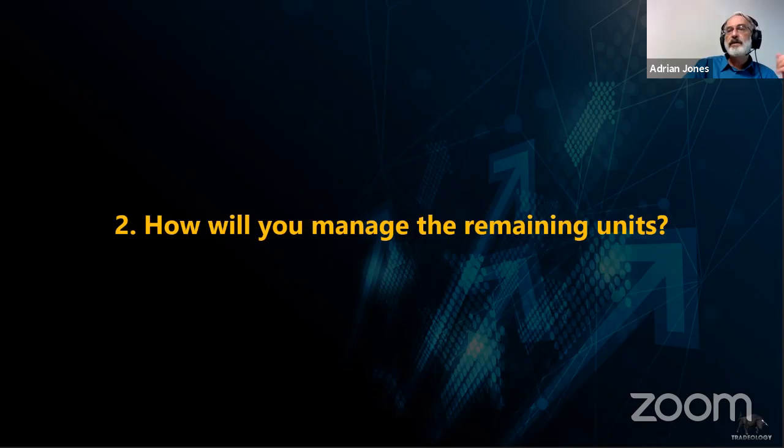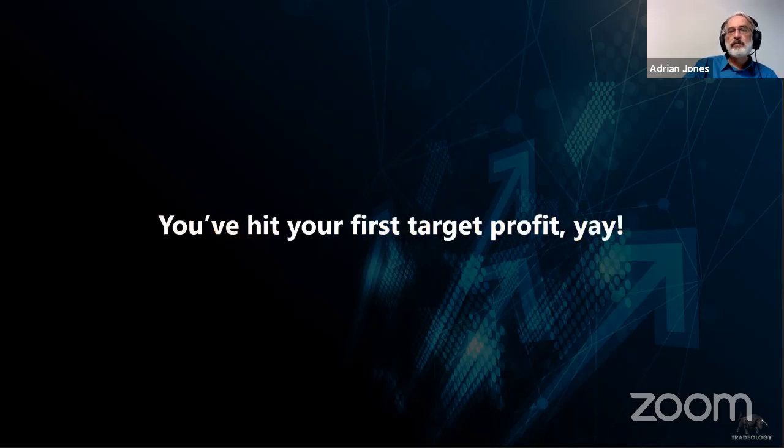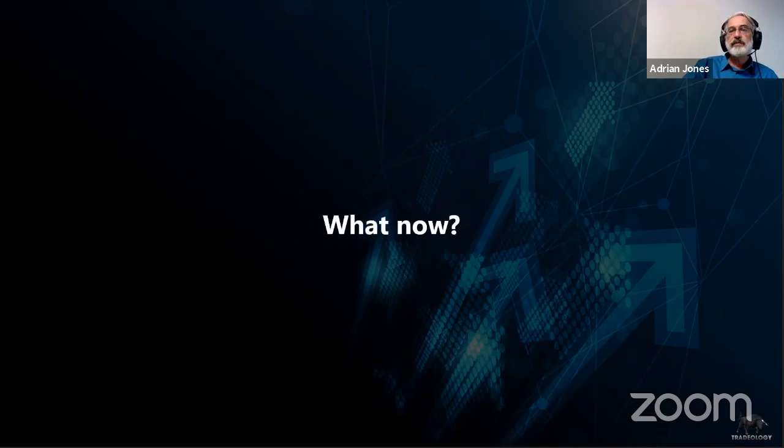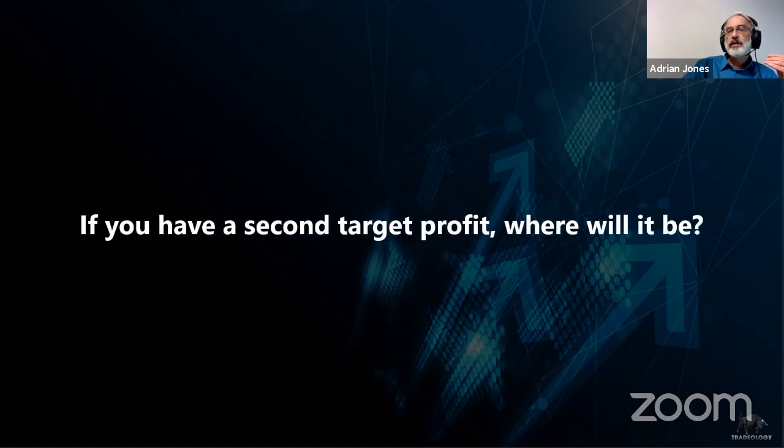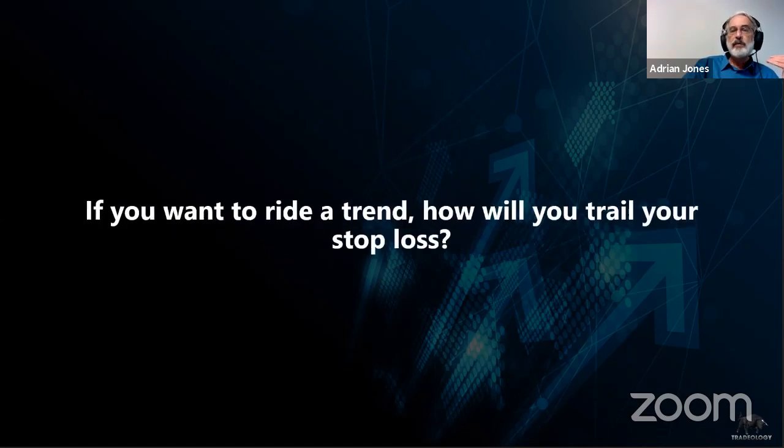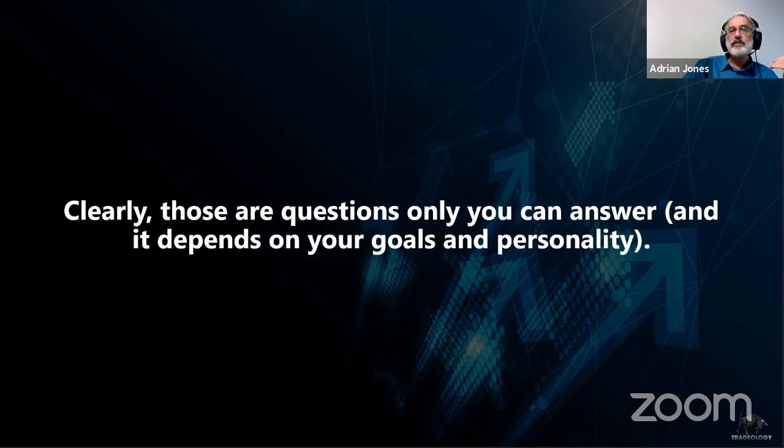So how will you manage the remaining part of your trade, or the remaining units or pips or account? Well, you've hit your first take profit. Yay, what now? Will you attempt to ride a trend or have a second profit target? Now, if you have a second target set, where will it be? If you want to ride a trend, how will you trail your stop loss? Clearly, these are questions only you can answer, and it depends on your goals and your personality. But I've given you a few options there.